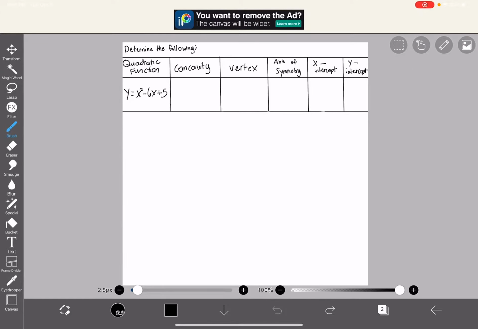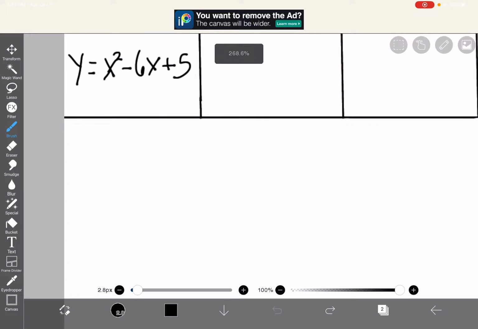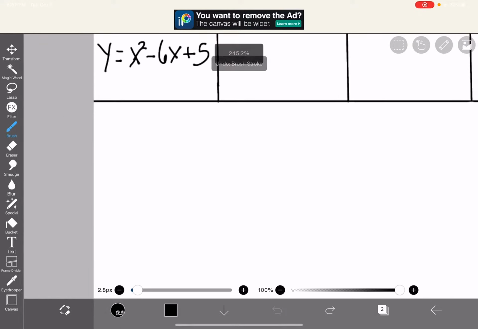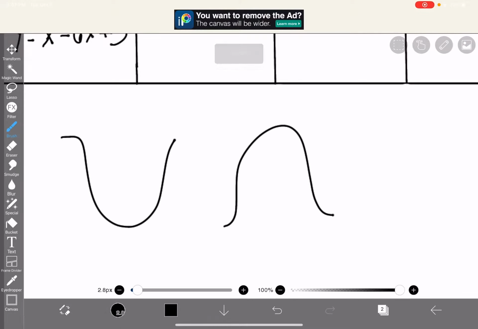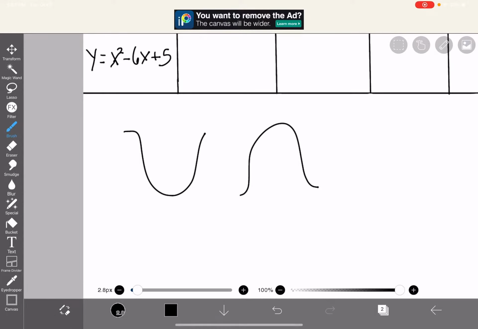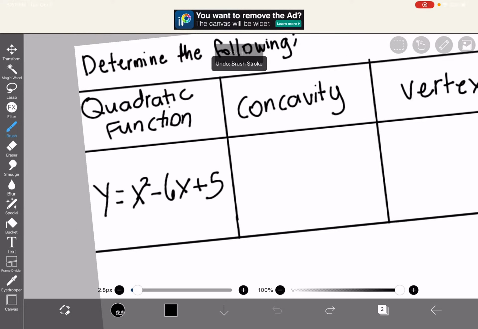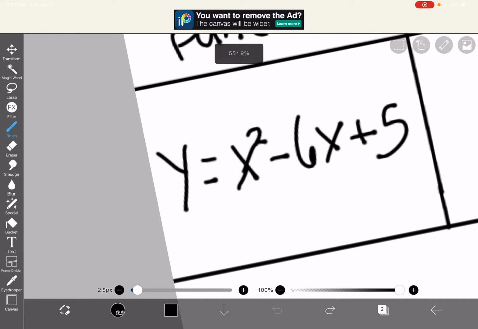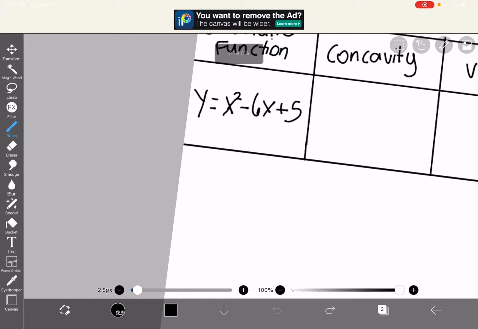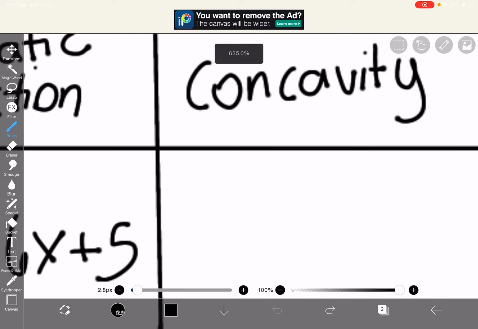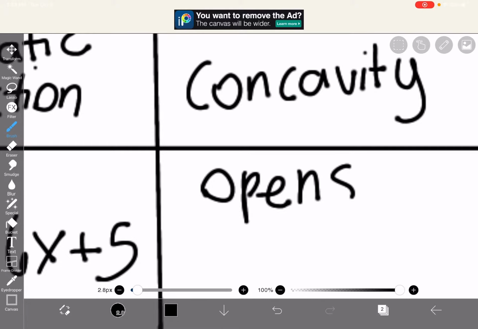Today we'll be determining the concavity, the vertex, the axis of symmetry, the x-intercept, and the y-intercept of a quadratic function. The concavity is basically whether the graph opens downwards or upwards. A trick here is that you can check whether a is positive or negative.